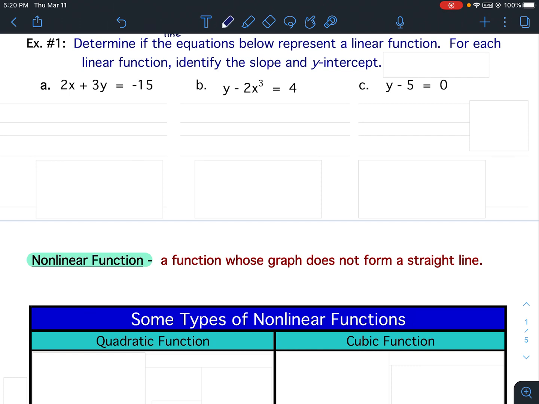So first we're going to figure out if it's a linear function or not a linear function. And then if it is a linear function, we're going to identify the slope and the y-intercept.